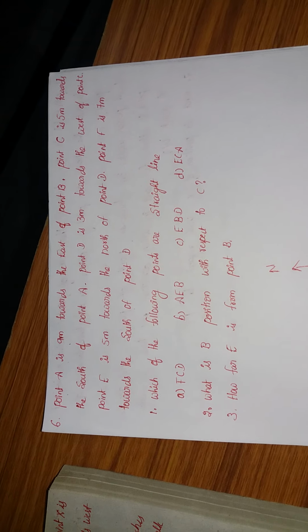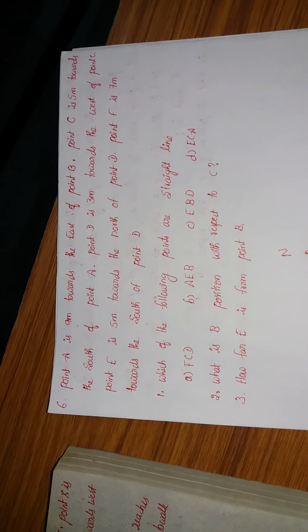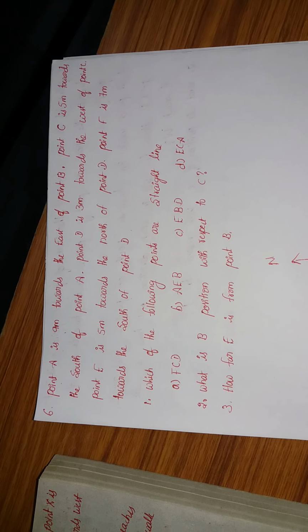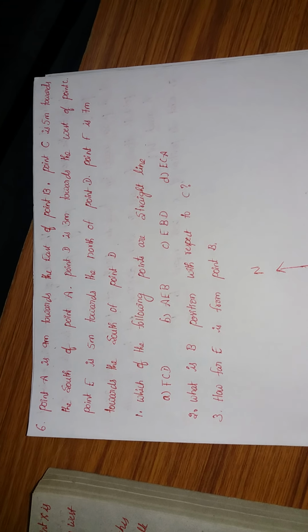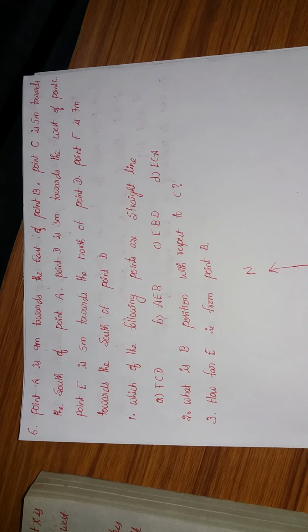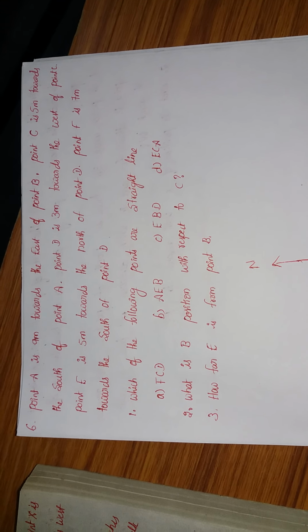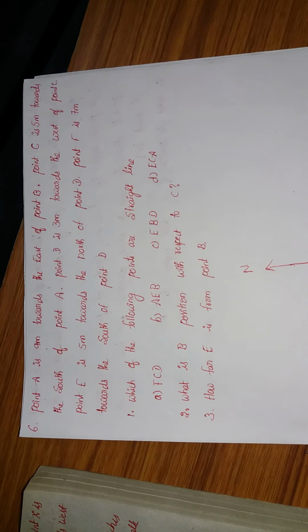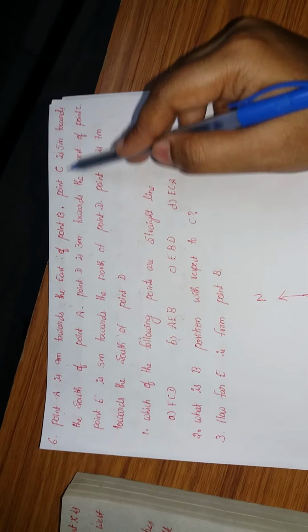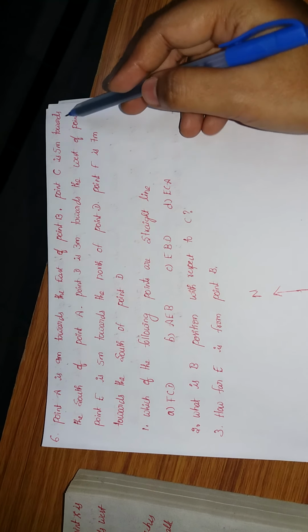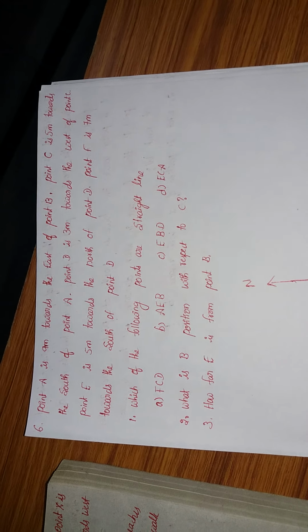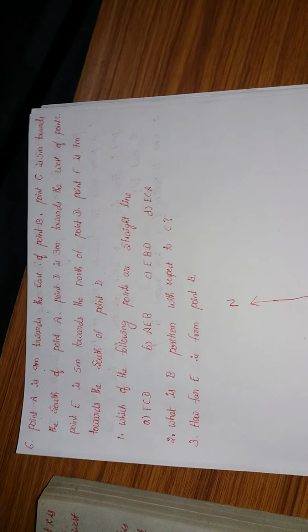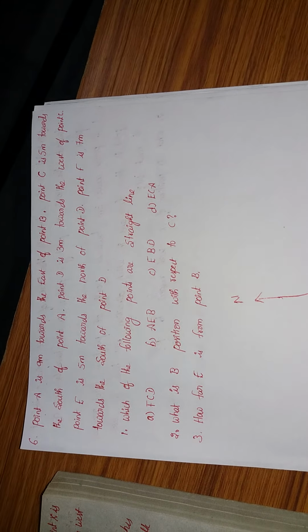Here is point B. Point A is 9 meters towards the east. East is in this direction. Point A is present here at a distance of 9 meters. Next, point C is 5 meters towards the south of point A. South means in this direction.